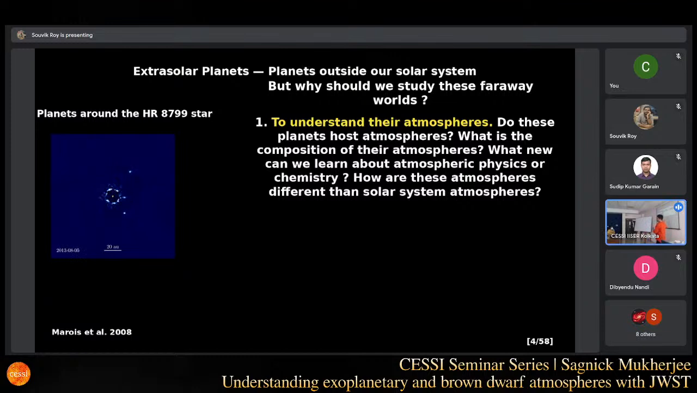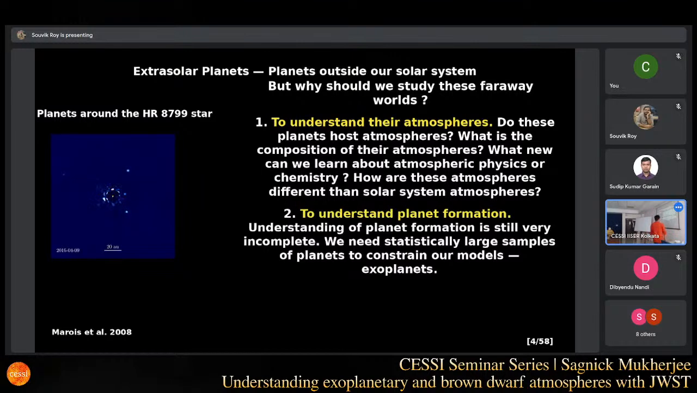But what about the atmospheres of other worlds? Do they host atmospheres? If they host atmospheres, what is their composition? How is their composition different from our solar system atmospheres? These are all questions which are very intriguing, and we must answer them.